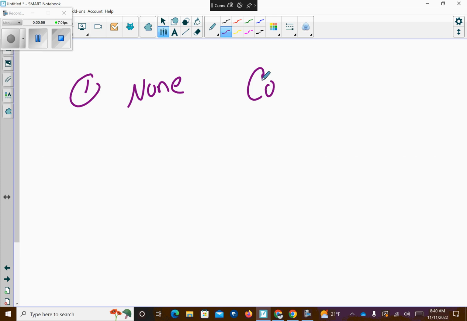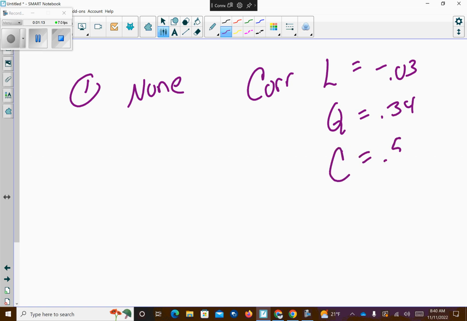The correlation for linear, they have negative 0.03. For quadratic, they have 0.34. And then cubic, they have 0.56.